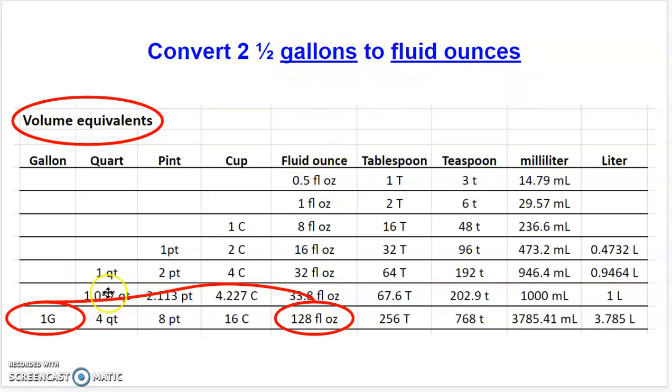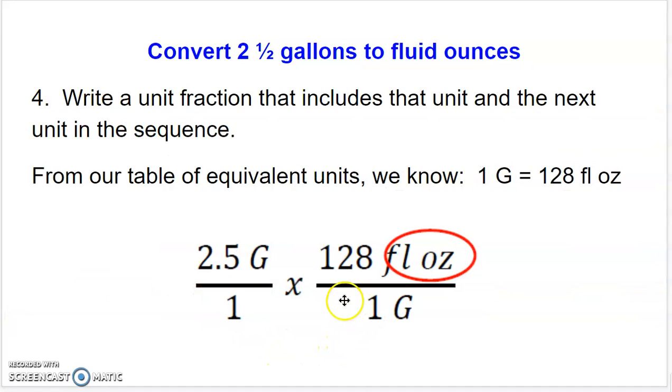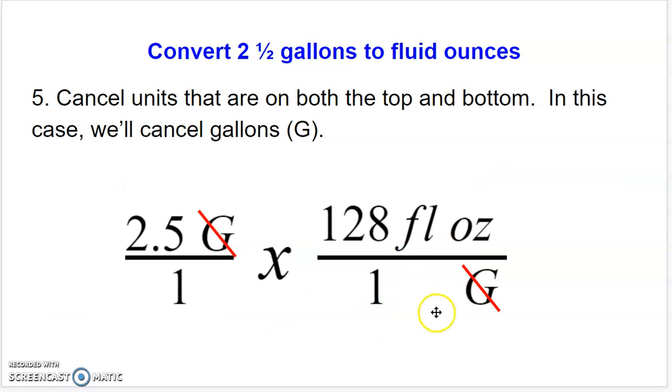So I look on my volume equivalence chart. 1 gallon is 128 fluid ounces. So I go back in here and I fill that in the second fraction. 1 gallon on the bottom, 128 fluid ounces on the top. So the reason we wanted the gallons on the bottom when they were on the top on this left fraction is so that we can cancel them.